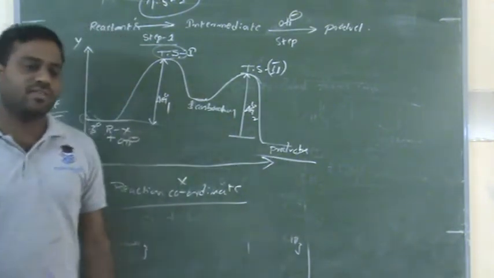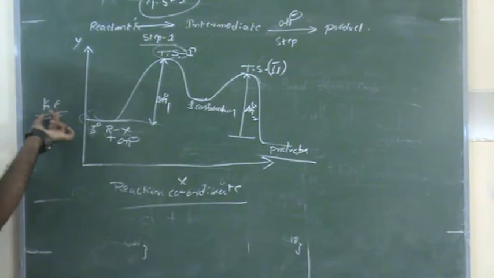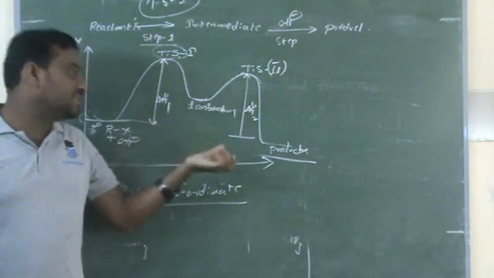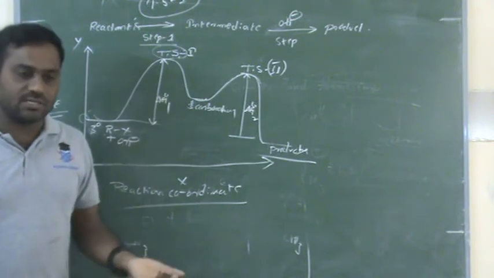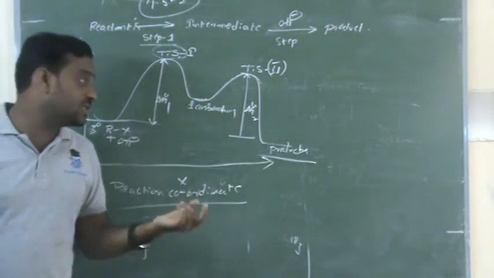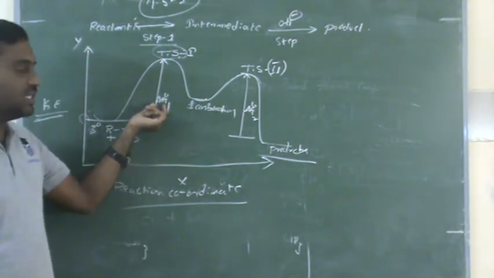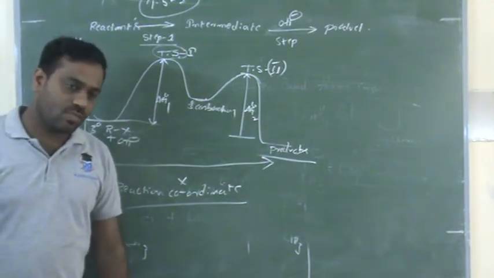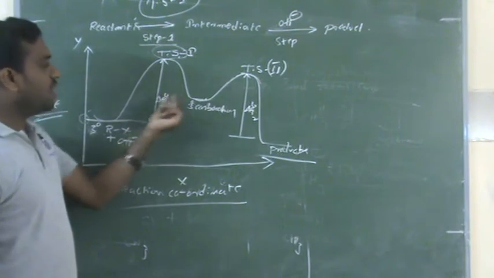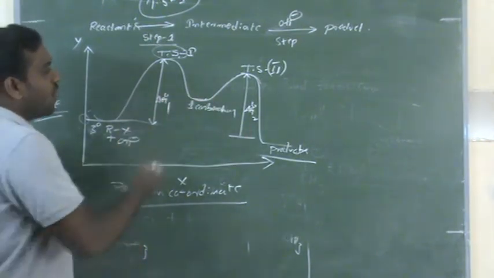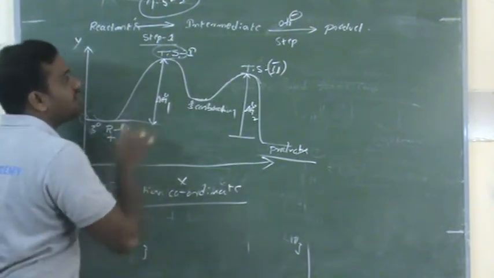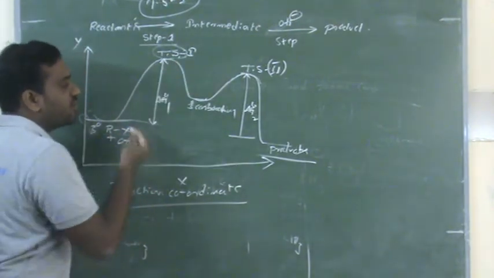First year thermodynamics. Here I am taking the energy as Gibbs free energy. That's why this is called delta G1 and this is called delta G2. This is Gibbs free energy 1 and this is Gibbs free energy 2. Always keep in mind, this is the energy difference between the reactant molecule and this one.